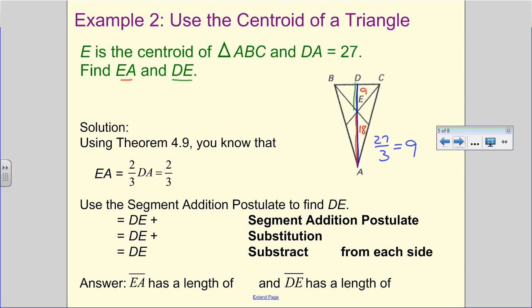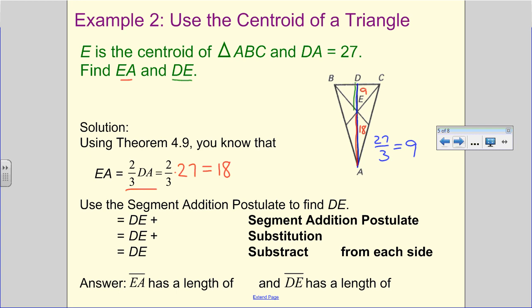So we can go back and use our formula that EA, the longer segment from the vertex to the centroid, is 2/3 DA. So I can do 2/3 times 27, and that equals 18. All right? Or we can just go through and divide that out. 27 divided by 3 is 9. That gives me my smaller segment. And then my larger segment is the 18 that's left over.